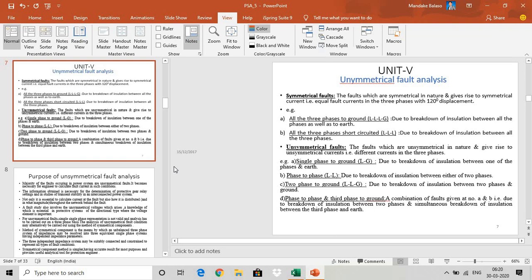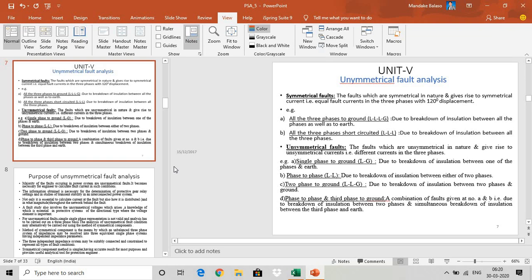So what are the examples of the unsymmetrical fault? The first example is single phase to ground fault, that is LG type of fault, and we know that it occurs whenever there is breakdown of insulation between one of the phases and earth. Then the second example is phase to phase, that is LL type of fault, which occurs because of damage of the insulation between either of the two phases. That is, it may be between RY, YB or RB.